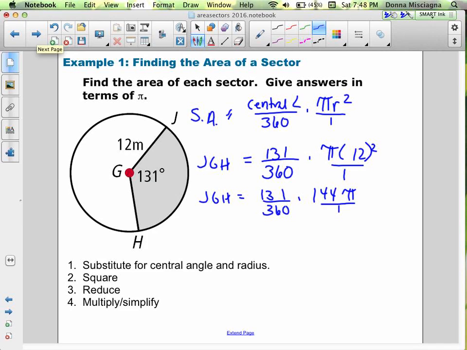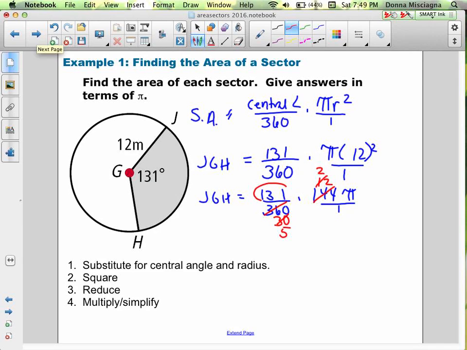All right, so now 131, that is a prime number, so we're not reducing anything there. We could reduce the 360 and the 144. They're both divisible by 12, right? Because 36 is divisible by 12, so is 360. So 36 divided by 12 is 3. 360 divided by 12 would be 30. 144 divided by 12 is, of course, 12, because that's 12 times 12. And we could still reduce again. So 12 and 30 are both divisible by 6. Right? So 30 is 6 times 5, and 12 is 6 times 2.